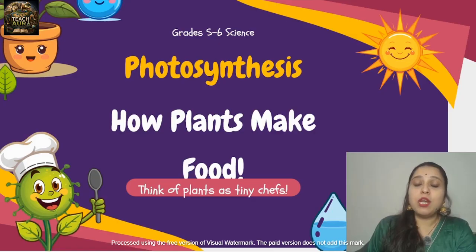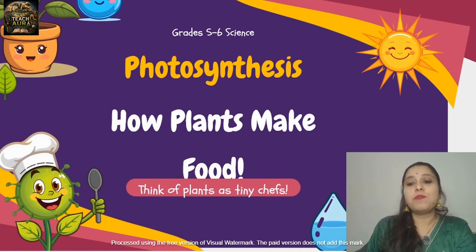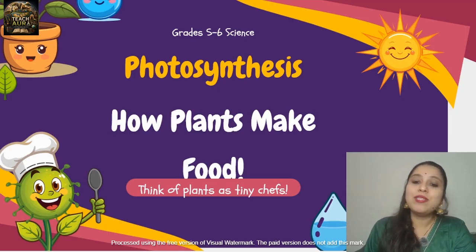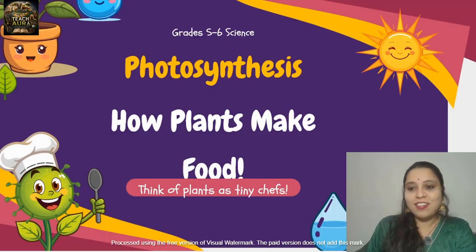Before we begin today's class, let's recap. In our last class, children, we learned about the amazing process called photosynthesis, the process by which plants prepare their own food. We understood that plants are tiny master chefs, because they make food inside their leaves using sunlight, water, carbon dioxide and chlorophyll. We also learned that leaves are called food factories, the kitchen of the plant, and sunlight is very important for plants and all living things.